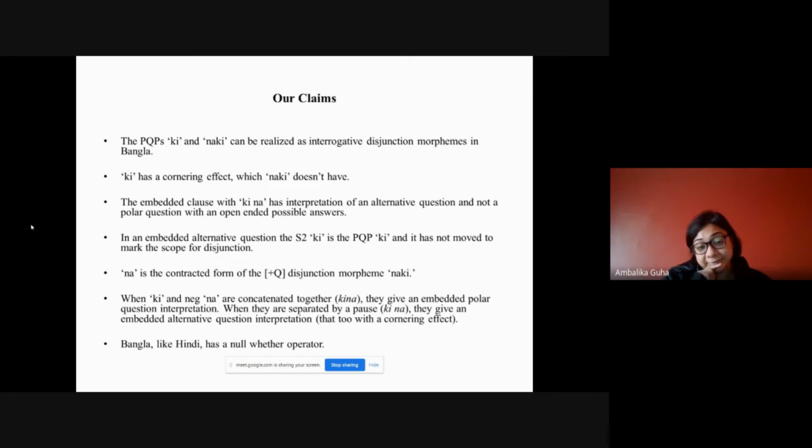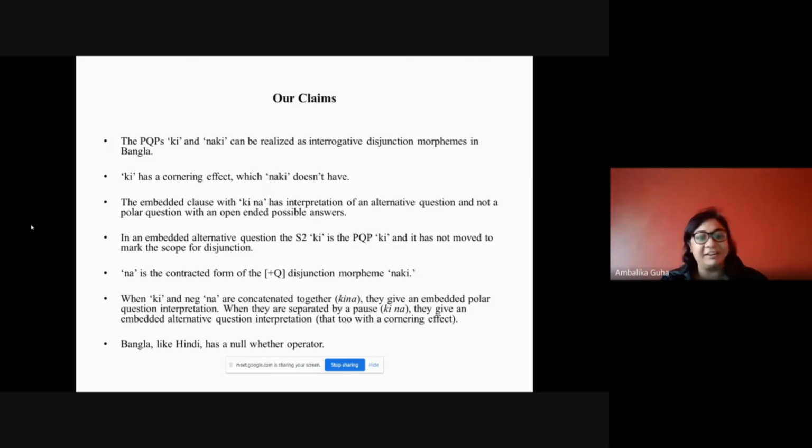And another claim that I have made here is that the interrogative disjunction marker na is the contracted form of the interrogative disjunction morpheme naki. And so when ki and na are joined together like kina, in those structures we get an embedded polar question interpretation. But whenever they are separated, we get an embedded alternative question interpretation, and not only that, we get a cornering effect. So based on that, again, I would say that maybe this claim would be too quick to make. I need to do more research.